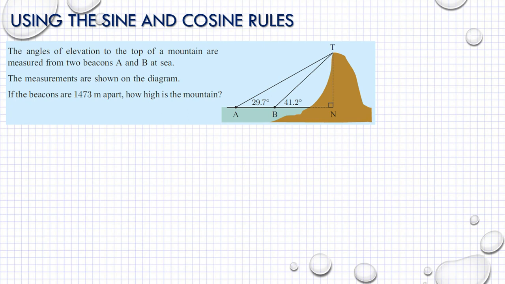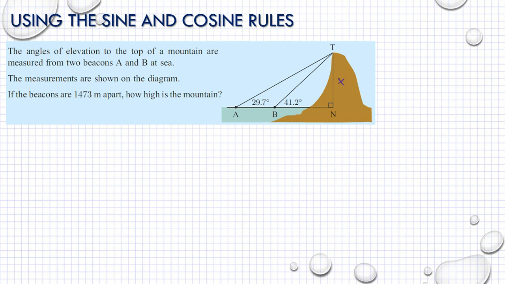Okay, let's see. The angles of elevation to the top of a mountain are measured from two beacons, A and B at C. The measurements are shown in the diagram. If the beacons are 1,473 meters apart, how high is the mountain? So this is what we're going to solve, X there. Maybe it's better with another color. Let's try. Yeah, it's better with blue. Okay, that is what we're going to solve.